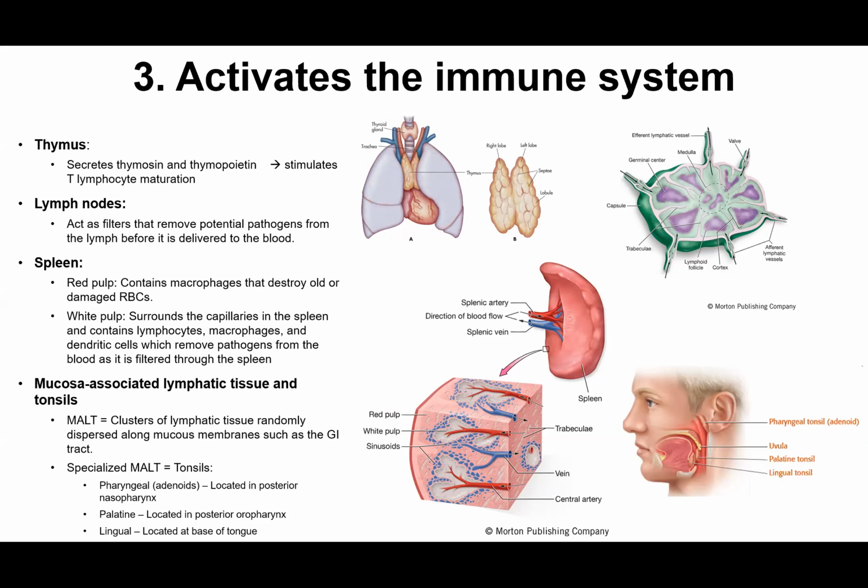And the types of MALT that I think you are more familiar with are the specialized types called tonsils. And so we have a few different types of tonsils. We have our pharyngeal tonsils, and the pharyngeal tonsils are also called our adenoids, and they're located in the posterior nasopharynx. We also have our palatine tonsils, and these are located in the backside of the oropharynx, so sort of the backside of the mouth. And then finally, our lingual tonsils are located at the base of the tongue.